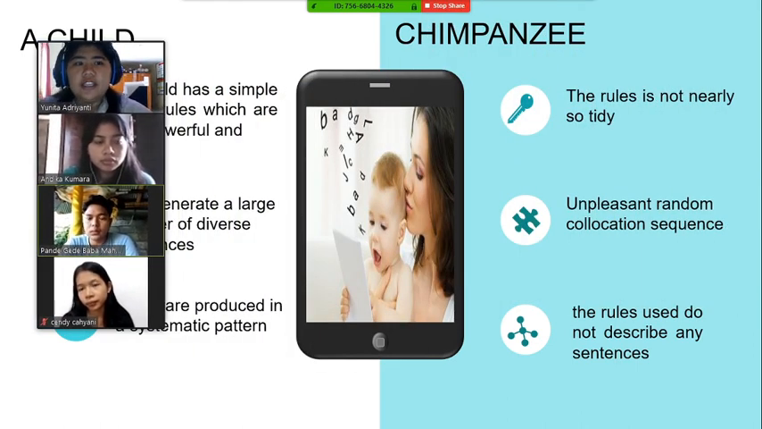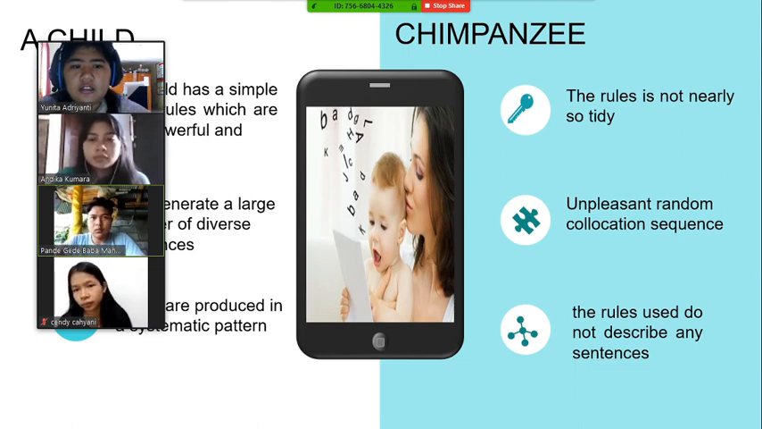But it is different for chimps. The rules are not nearly so tidy, like Baba said before, and also the collocation indicates a messy one, an unpleasant random collocation sequence. The collocation is unacceptable, and the rules used do not describe any sentences. It means that what the chimps say, like Baba said before, doesn't indicate a sentence.